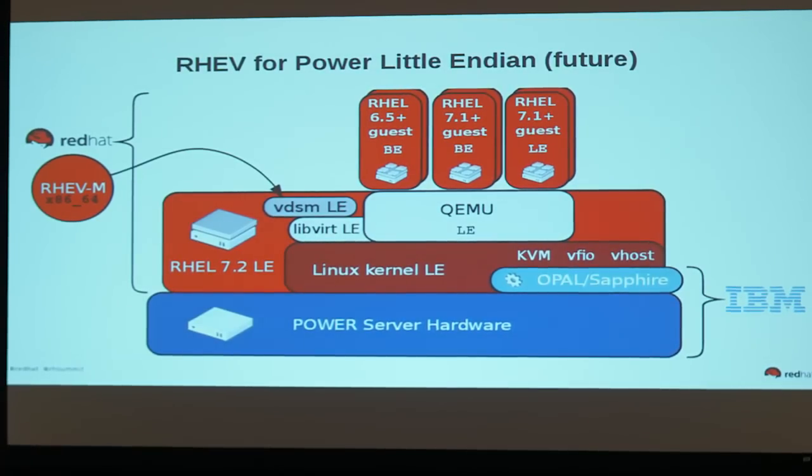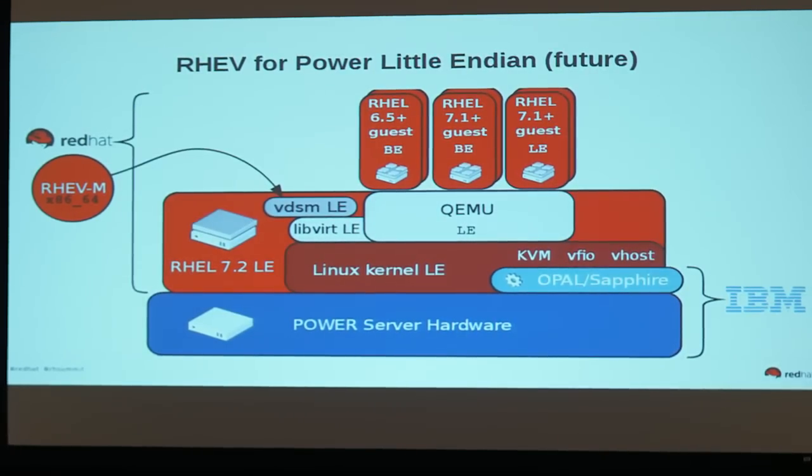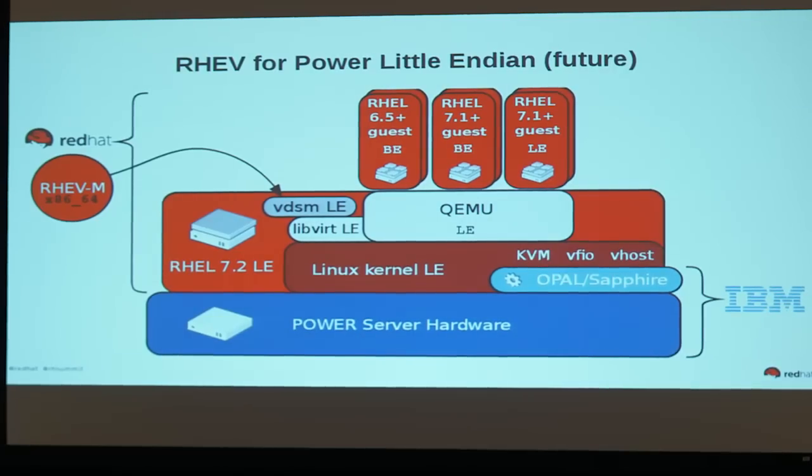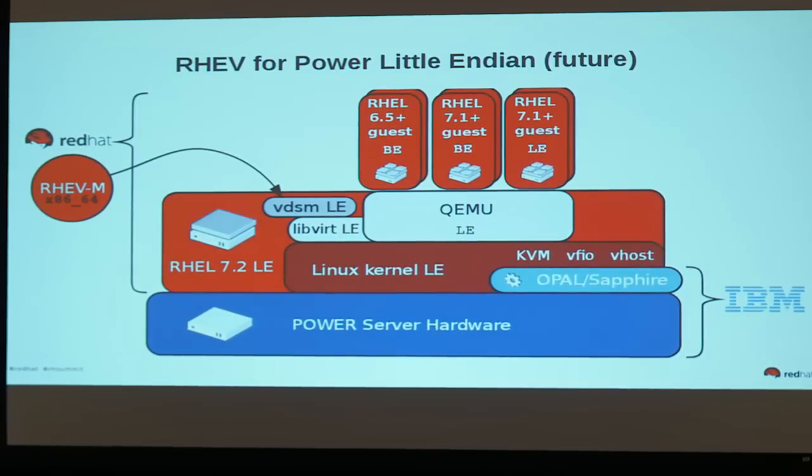Starting with 3.6, we're going to try to be feature parity with x86 and Power. So you can have the same features for Power as you have for x86 running KVM. And you'll see the different guests. We'll support RHEL 6.5 Big Endian, because Big Endian is the native Endianness of Power. Little Endian is the new thing. We started supporting RHEL little Endian starting with 7.1. So now 7.1 and later, guests can be Big Endian or little Endian.